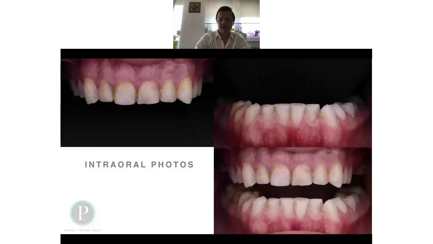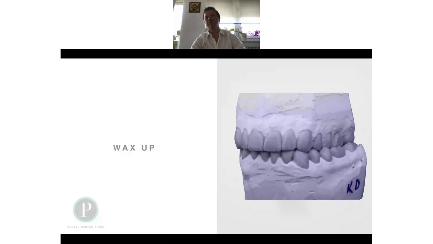my choice was to do the crowns. In this case, we didn't increase the vertical dimension, or maybe only a little bit, but he didn't have any problems with it. I had enough space to increase his smile by not increasing vertical dimension.